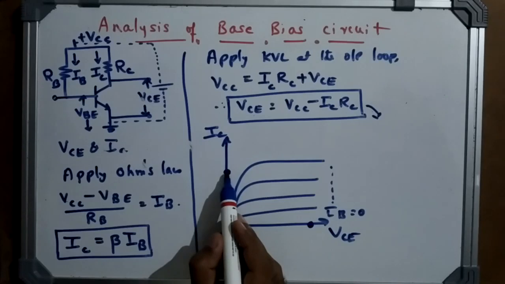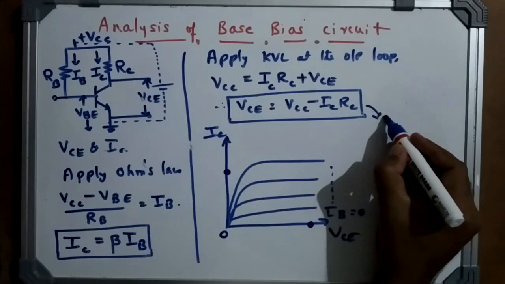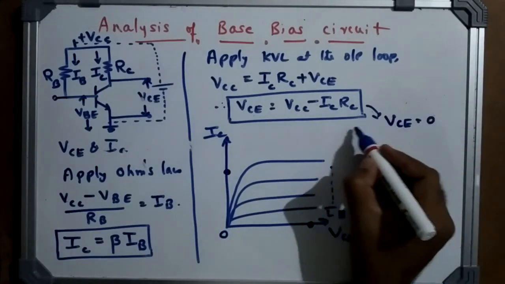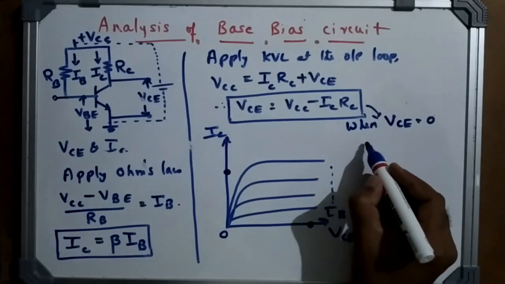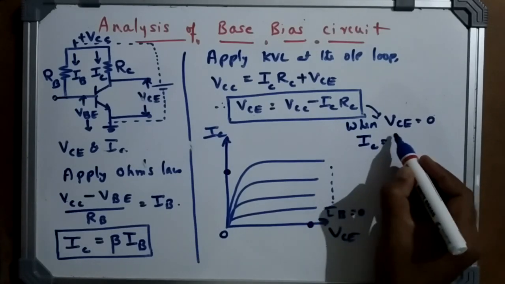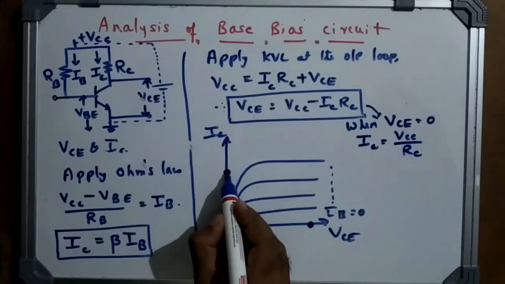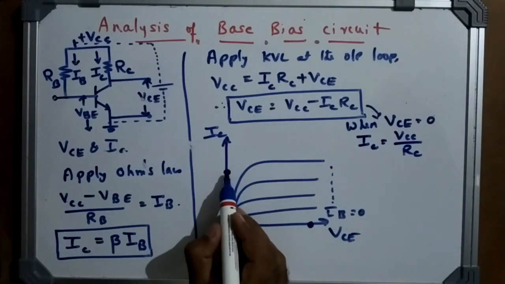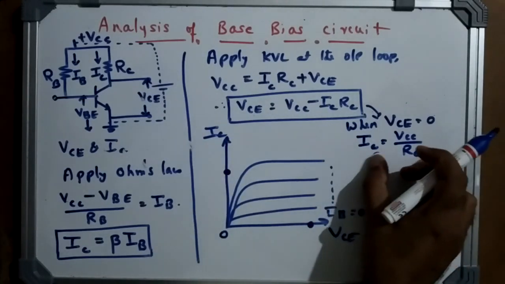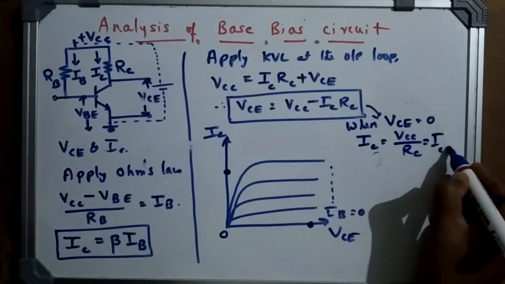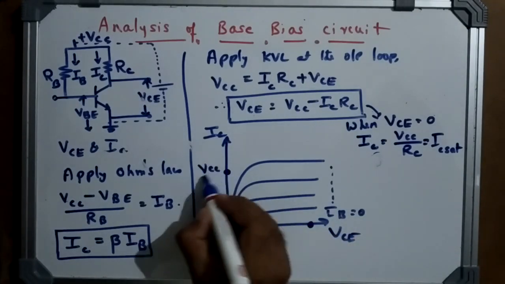Here, the value of VCE is 0. So in this equation, you substitute VCE equal to 0. When VCE is equal to 0, what you get is IC equal to VCC by RC from this equation. That is this value, and this is the maximum possible value of IC. Therefore, this is called IC saturation, IC sat, equal to VCC divided by RC.